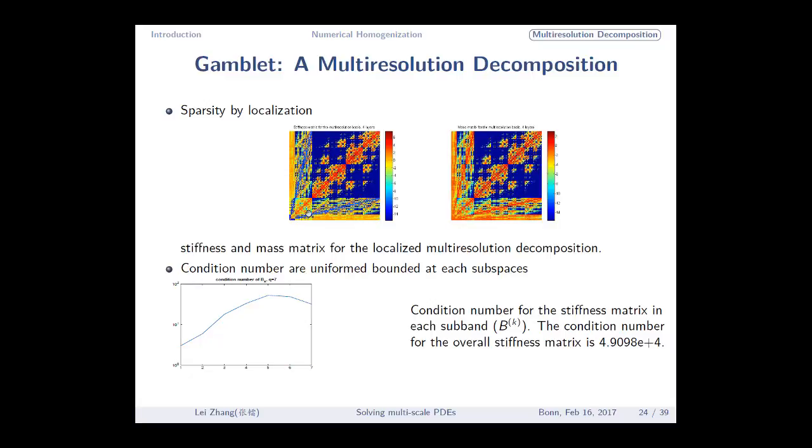So we show the condition number of the stiffness matrix for each subspace. Okay, so that's from 1 to 7. So that's 10, that's 100. Maybe it's bounded here. And the condition number of the overall fine scale stiffness matrix is something like this. So basically we can distribute this stiffness over the subspaces.